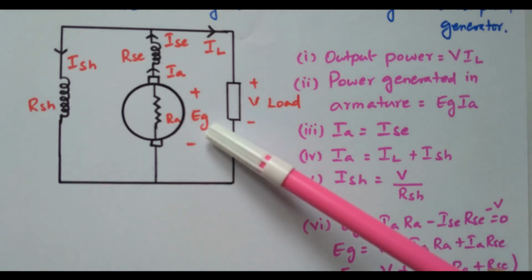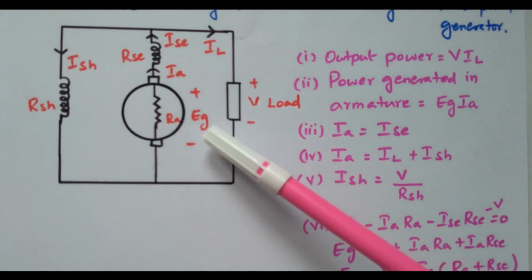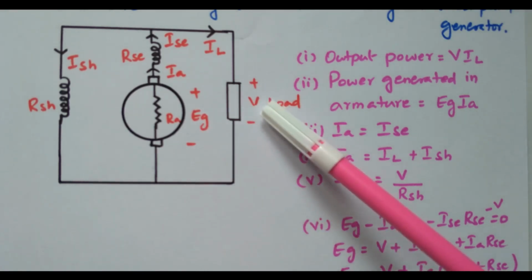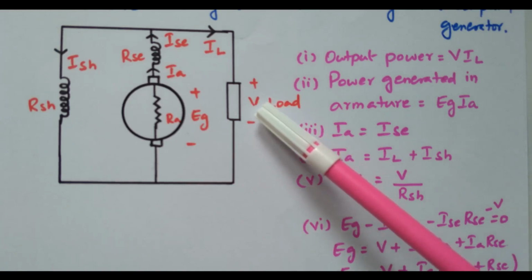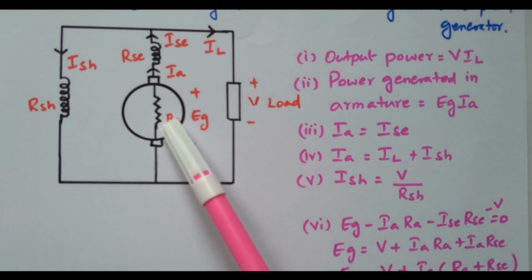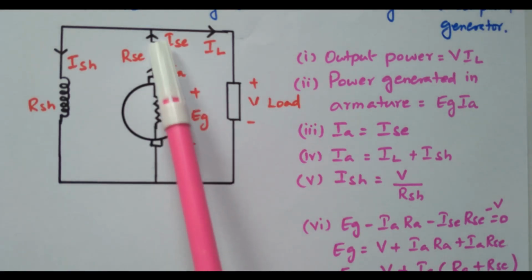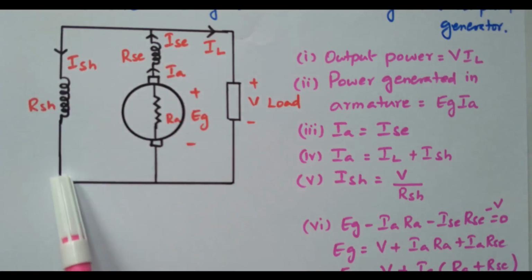So this is the generated EMF EG, this is the load terminal voltage. So after the drop, the balance voltage will be available at the load terminal. What are the drops available? This RA, armature resistance, armature resistive drop. Then the series field is available and the shunt field is also available, right.